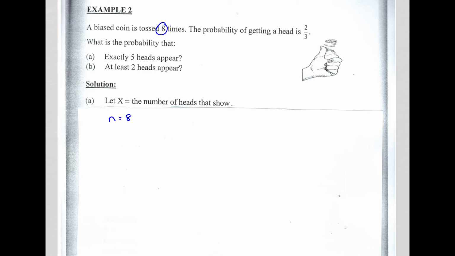We know that the probability of success, in this case heads, because that's what they're telling us the probabilities are, is 2/3. And we need exactly 5 heads. Using the formula, I'm going to write the formula so you get used to it. It is on your information sheet.